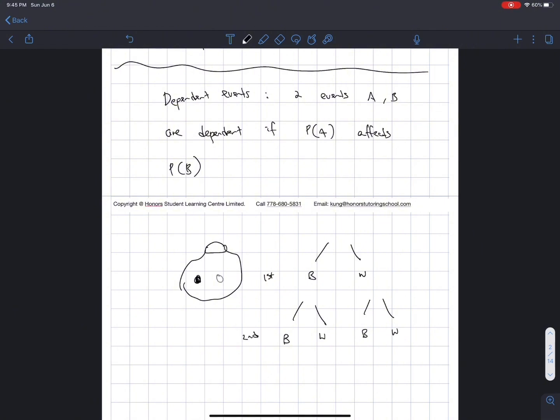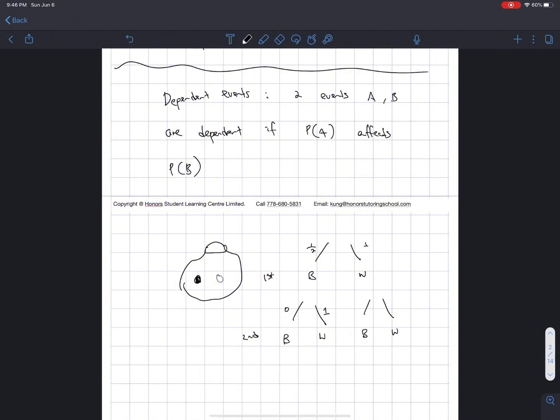So if the first one is black, we have 1/2 chance of occurring, then we have 0 chance of getting a black, right? Because there's only one black. And a white will have just 1 chance of getting a white. So, in this case, the probability of B in the second choice is affected by the probability of B in the first choice.